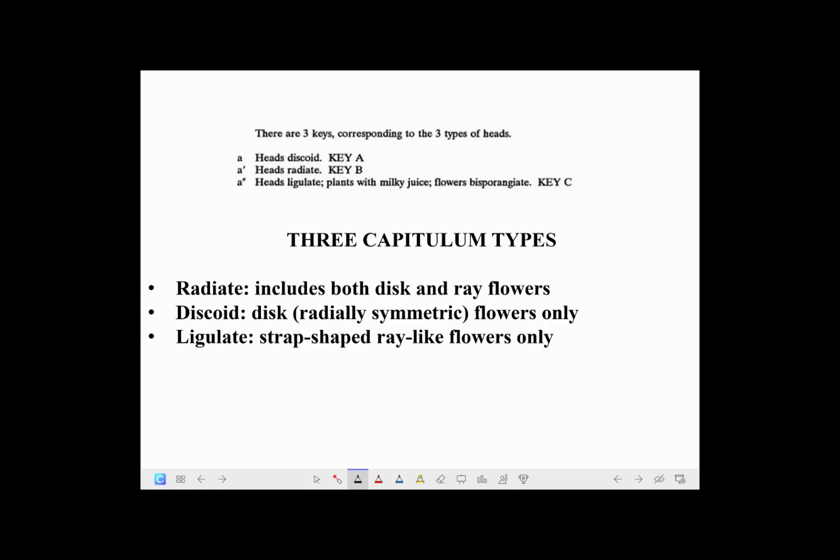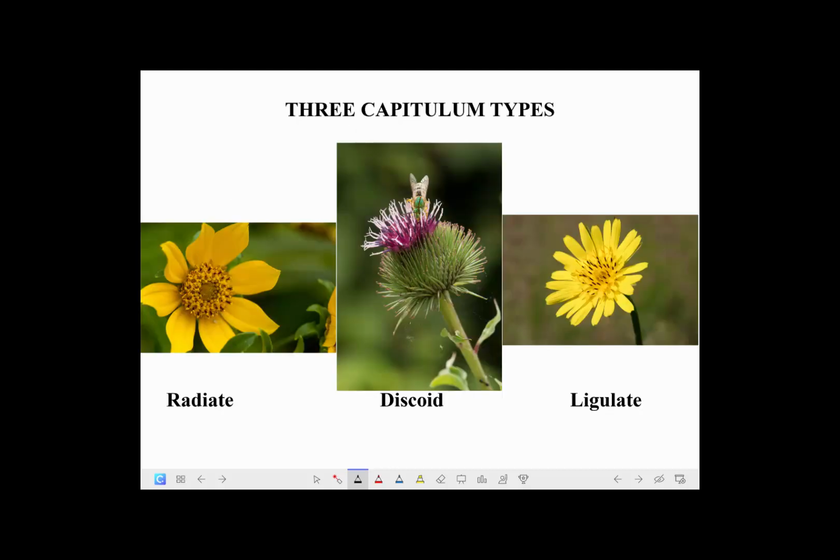And I want to draw your attention to one of the things that Loudon does, which is really not good form, is to have what are called trichotomies. Sometimes instead of just having two choices, there's three or sometimes even four. And it's something you have to be cautious of when you use this key. So, the three capitulum types, as we've learned before, radiate has both ray and disc flowers, discoid has no ray flowers, and ligulate has only ray flowers. Here's some pics.